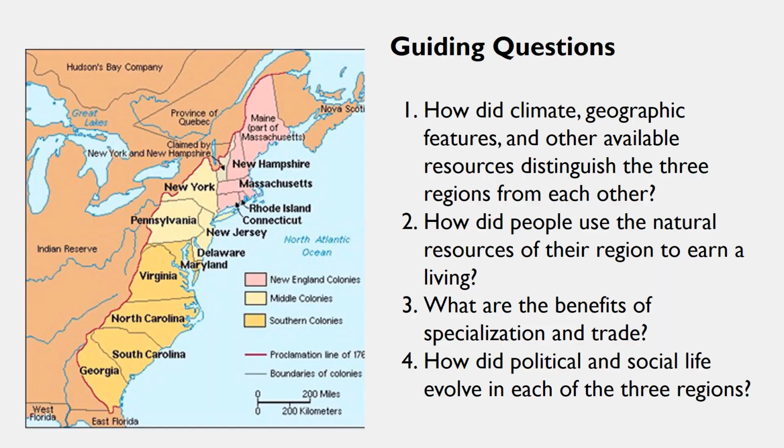Today's lesson will be answering the 4 guiding questions. 1. How did climate, geographic features, and other available resources distinguish the 3 regions from each other? 2. How did people use the natural resources of their region to earn a living? 3. What are the benefits of specialization in trade? And 4. How did political and social life evolve in each of the 3 regions?